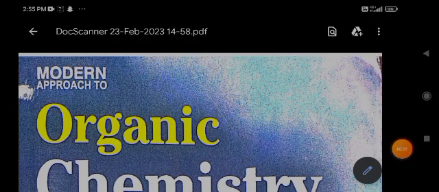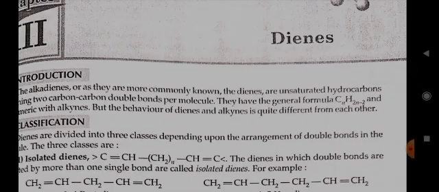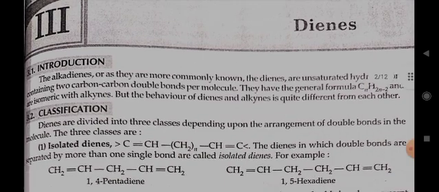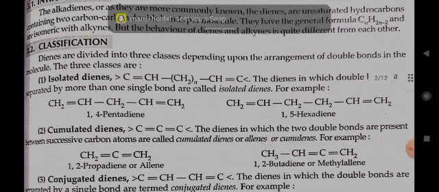So today's topic is dienes from modern organic chemistry. Dienes introduction. The alkadienes, or as they are more commonly known, the dienes, are unsaturated hydrocarbons containing two carbon-carbon double bonds per molecule. They have the general formula CnH2n-2 and are isomeric with alkynes, but the behavior of dienes and alkynes is quite different from each other.